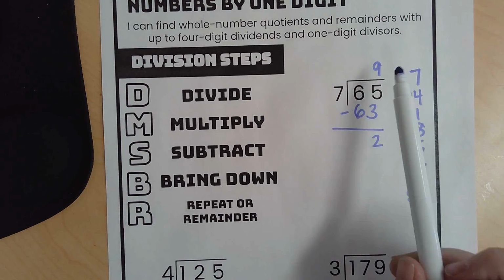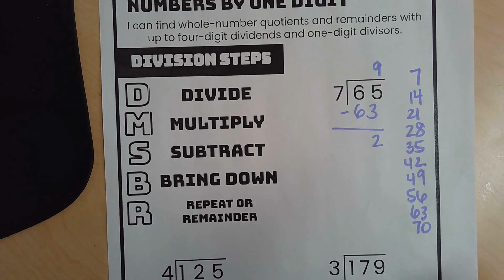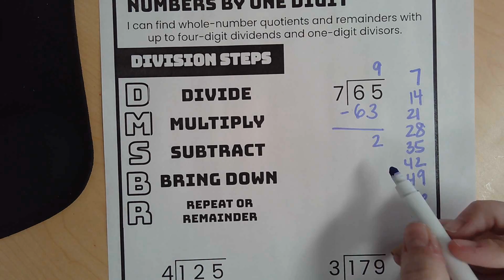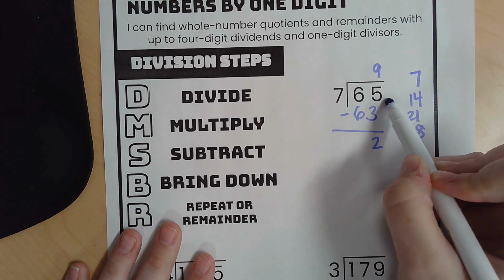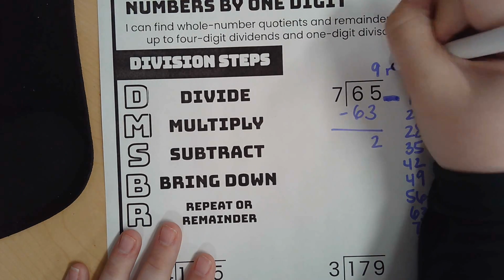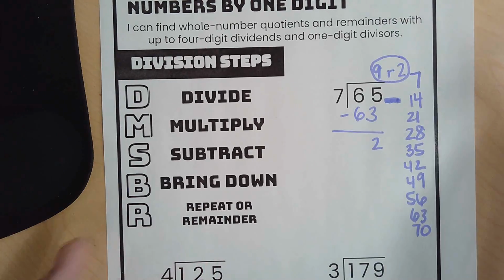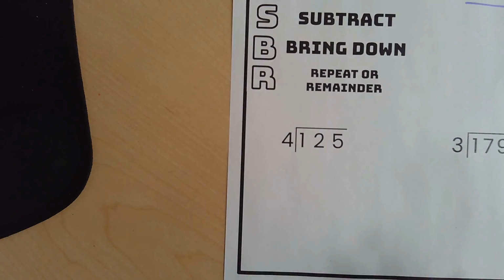Now, our number is smaller than the number we're dividing by, also known as our divisor. But before we say that we're done and this is the remainder, we have to look. Do we have any more digits over here? We do not. So now, yes, it can be a remainder of 2. So that's our answer.